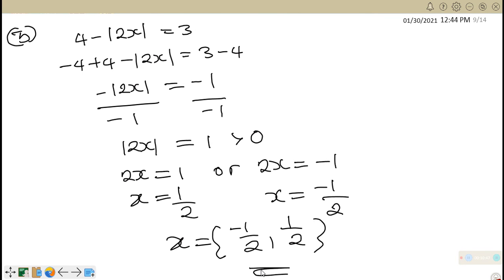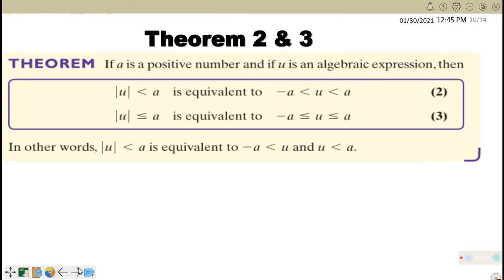So this is how to solve equations of this nature. Moving to the next theorem, theorem 2 and 3. Look at this theorem. If a is a positive number and u is an algebraic expression, take note, u must be an algebraic expression, then absolute value of u less than a implies u is greater than minus a and less than a.